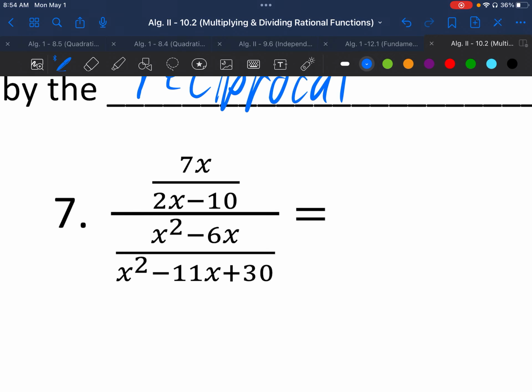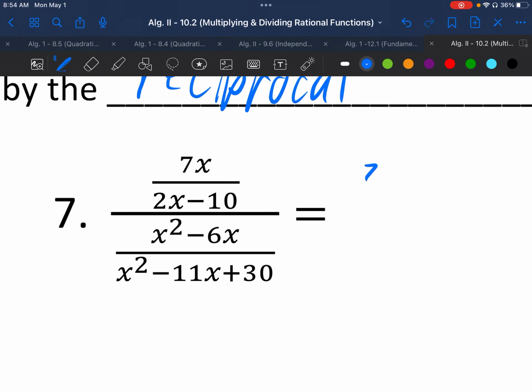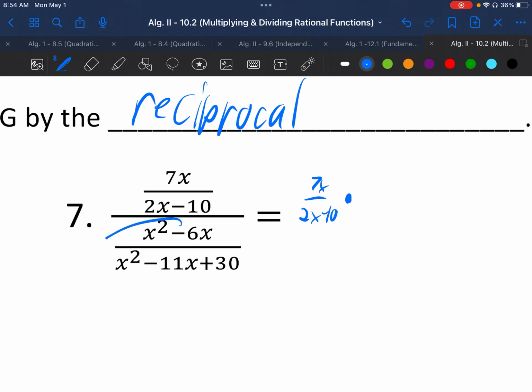So 7 here, when it's written as a double-decker fraction, you have this fraction on top of this fraction. I'm going to leave that first fraction the same, and I'm going to change the division to multiplying that second fraction by the reciprocal. So I'm going to flip that one and put x squared minus 11x plus 30 on the top, and x squared minus 6x on the bottom. And now I have multiplication, and now this problem is just like the ones we had on the last page. So go ahead and try this one.